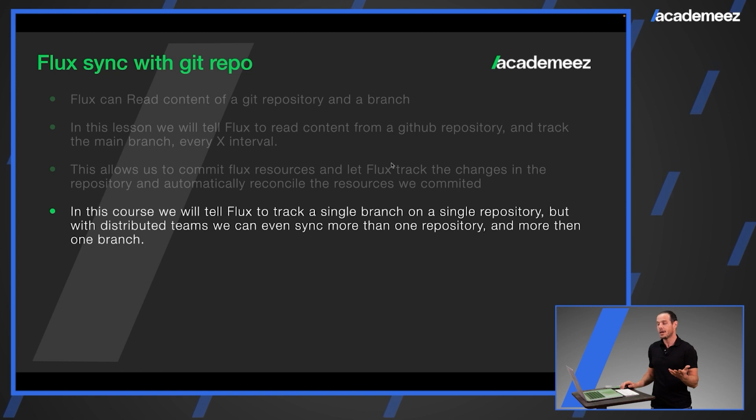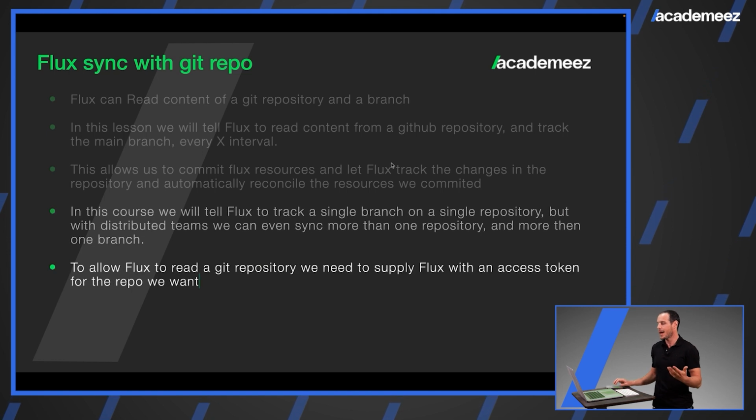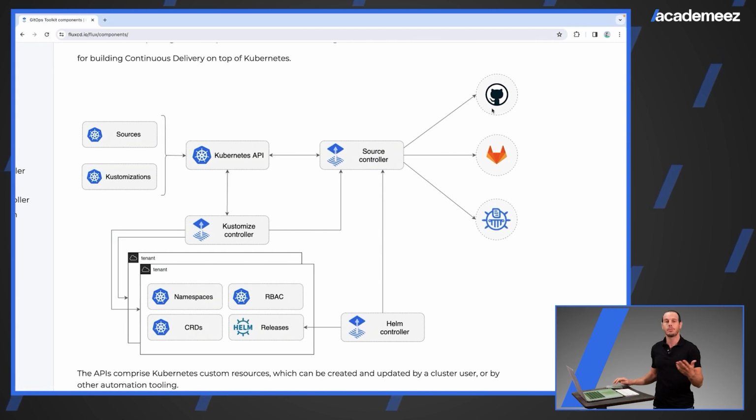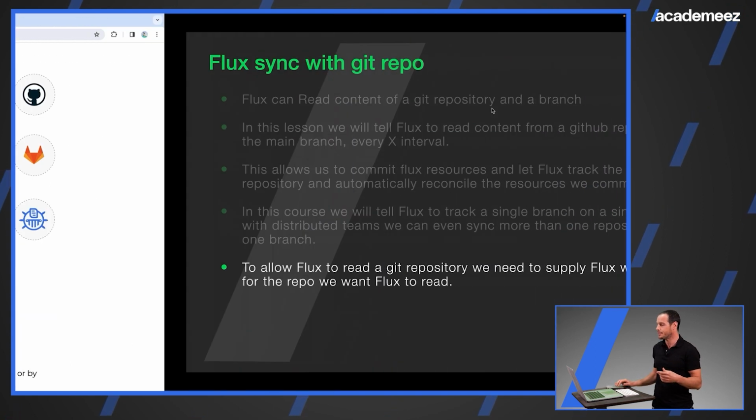And in this course, we will tell Flux to track a single repository, but it's not always the case. You can have Flux track more than a single repository, which might be handy if you're managing large teams, then you can open multiple repositories. You can open a repository for each team and have Flux read from different sources, from different repositories. So it's not necessarily a single repository, but in simple to medium cases, a single repository will suffice, but you have different ways to arrange those repositories.